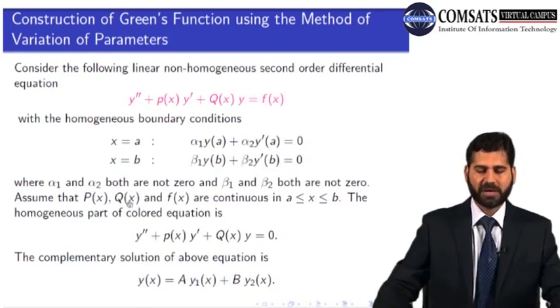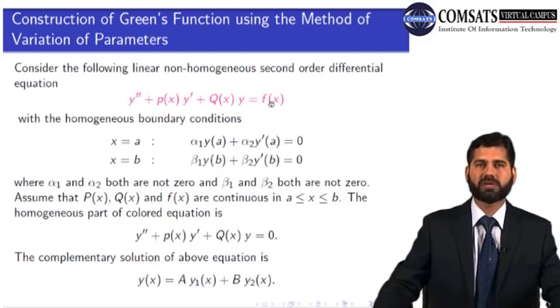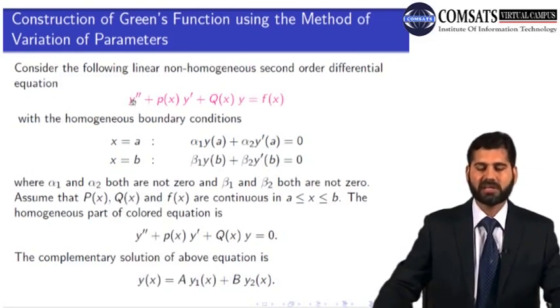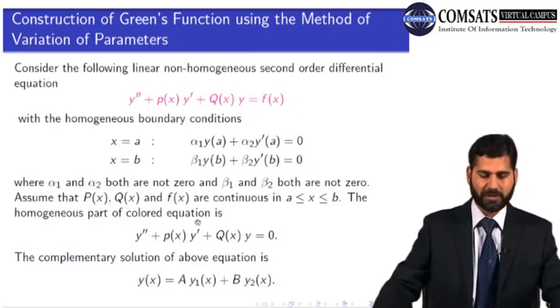Assume that p(x), q(x) and f(x) are continuous in the interval a to b. The homogeneous part of this equation is the corresponding homogeneous equation. If we take f(x) to be equal to 0, it's called the homogeneous equation corresponding to this equation, with the same left hand side equal to 0. So this is the homogeneous equation.